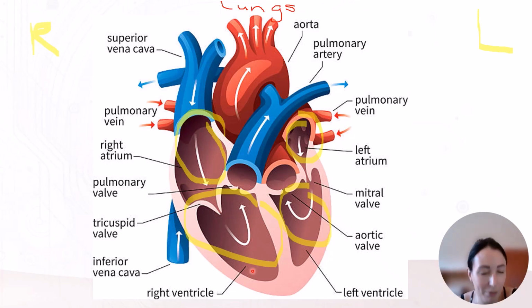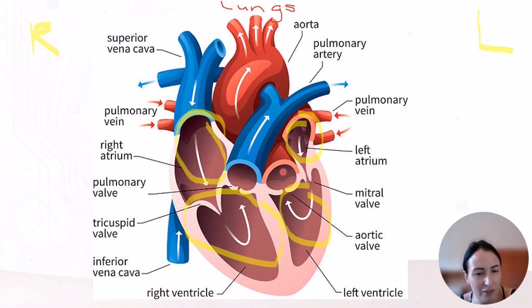It wants to become oxygenated, so it leaves the heart via the pulmonary artery and it moves towards the lungs. At the lungs, the blood will then become oxygenated again and it will return to the heart through the pulmonary vein. It will enter the heart at the left atrium, move through the mitral valve and then leave the heart via the aorta.